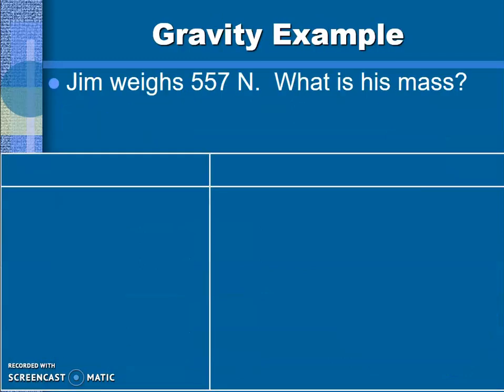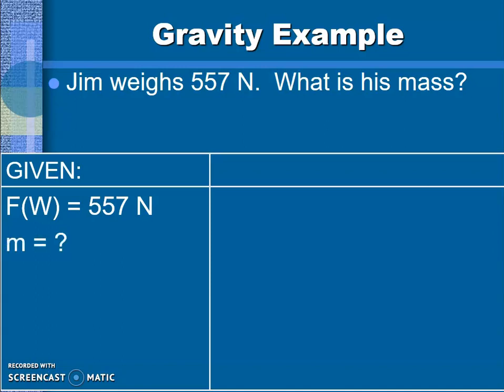Okay, so let's do an example problem. So if Jim weighs 557 newtons, what is his mass? Okay, let's break it up. What do we know? What do we need to know? So we have his weight, 557 newtons. So we have the force that he exerts on the planet. What is his mass is what I don't know. That's what I need to know. Okay, what am I missing here? I only have two things, but I need three for an equation. What am I missing? Hopefully you guys thought of g for gravity, 9.8 meters per second squared, because he's on Earth.